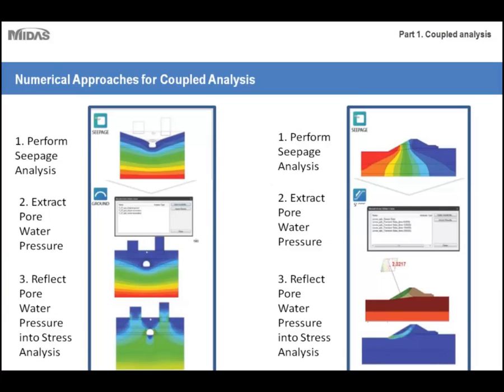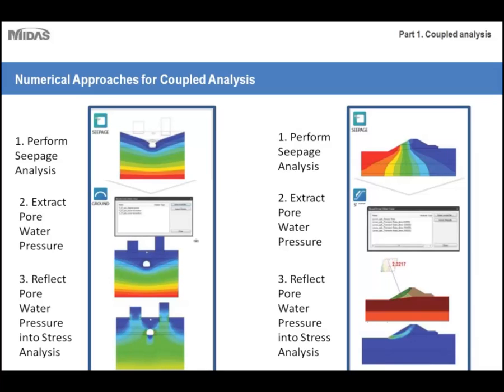Okay, so now I'll go into numerical approaches for coupled analysis. One of the main advantages of numerical modeling is that it streamlines the work process. Look to the left here. This is a sample seepage stress type analysis. The engineer did the analysis of the seepage for this area above the tunnel, and then imported his results directly into an analysis for the effective stress.